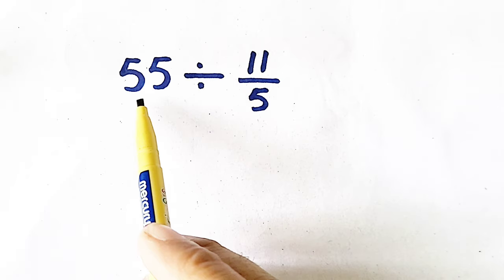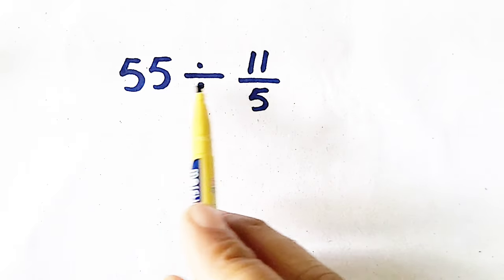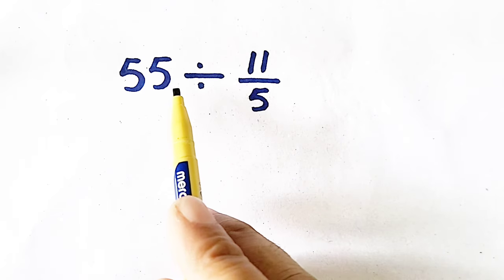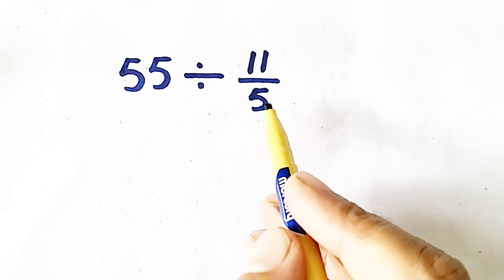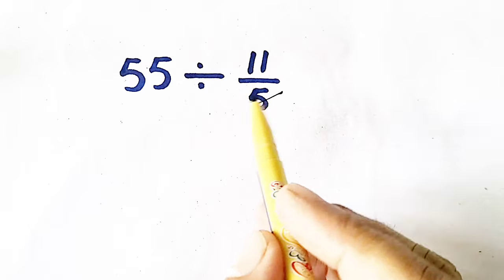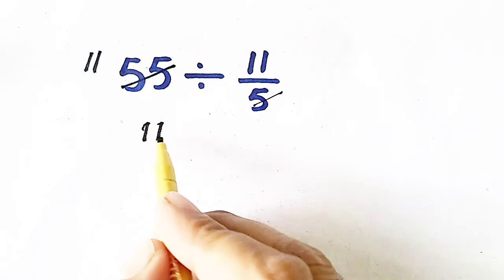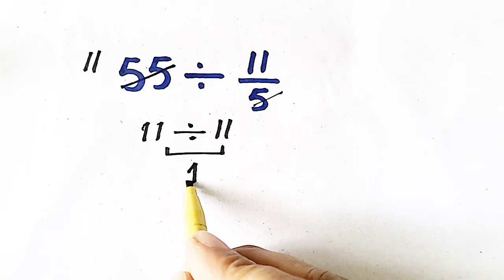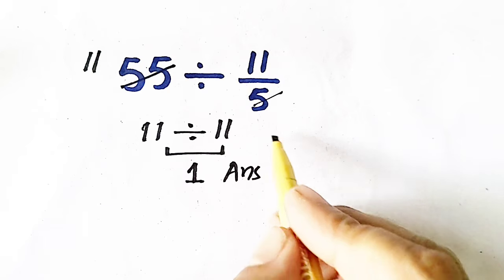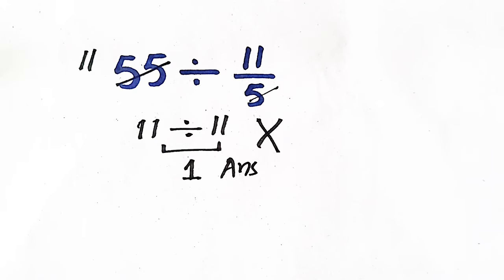Hello audience, my question is 55 divided by 11 over 5. Those who understand math can solve it in their heads and simultaneously find the answer, but mostly people do it this way: 5 and 55 are cancelled, 5 and 11, so they will get 11 divided by 11, which equals 1, and 1 will be their answer. But that is their mistake, because they have not followed any order of operations.